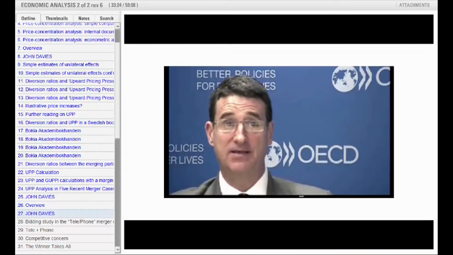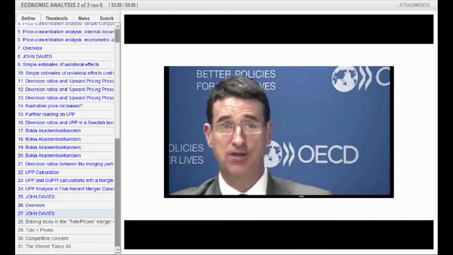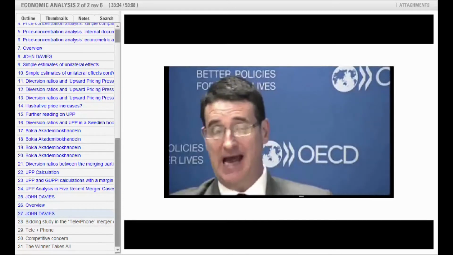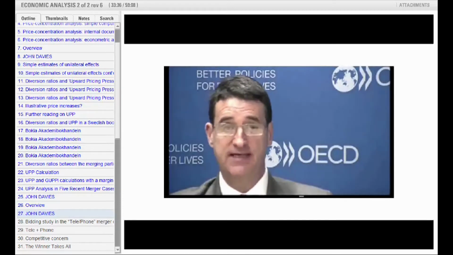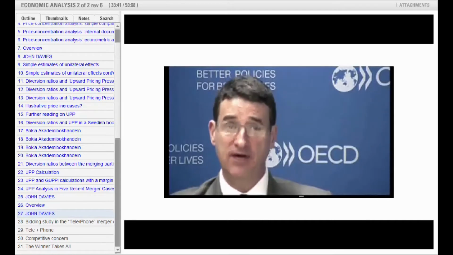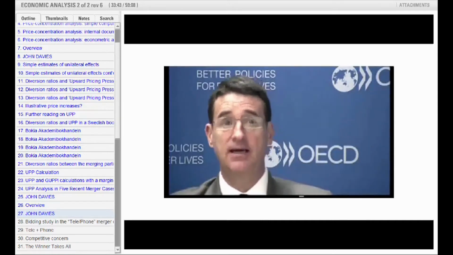Now we have another detailed case study. This is bidding analysis, using data from an auction or a tender. Bidding analysis can be similar to price concentration analysis, in looking at how the number of bidders in different auctions affects the outcome, for example. It can also be similar to diversion ratio analysis, in looking at which bidders seem to exert a particularly strong competitive constraint upon one another.